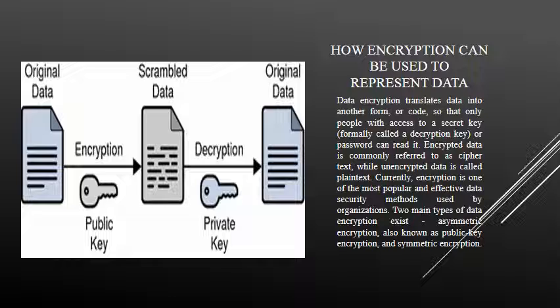2 main types of data encryption exist: asymmetric encryption, also known as public key encryption, and symmetric encryption. The basic difference between these 2 types of encryption is that symmetric encryption uses one key for both encryption and decryption, and asymmetric encryption uses a public key for encryption and a private key for decryption.